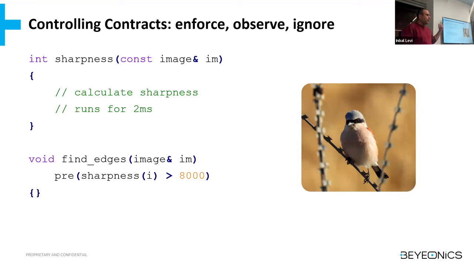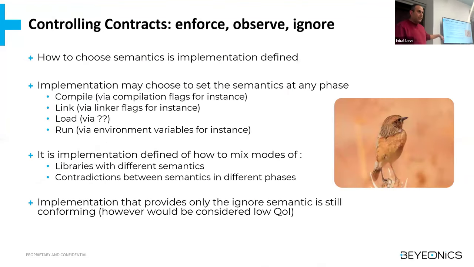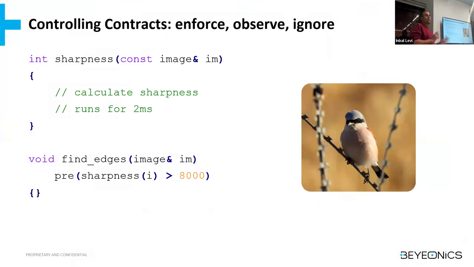the program? Yeah. Exactly. For the MVP, it's global. After post MVP, all the semantics will be mixed because you don't know. Currently, it's either enforce, observe, or ignore. What is implementation defined is when to apply it. But currently, you cannot mix. With the MVP, you cannot mix between modes.